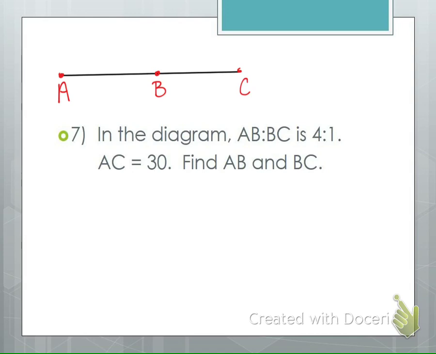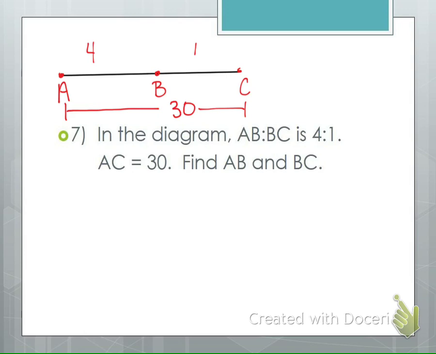It says the ratio from AB to BC is 4 to 1. So I could sort of just tentatively label this with a 4 and a 1. AB with a 4 because it came first. BC with a 1 because it came second. Now, if they tell us that the length of all of A all the way down to C is 30, do you think AB really just has a length of 4? No. And BC doesn't really have a length of 1 because 4 plus 1 would not equal 30.